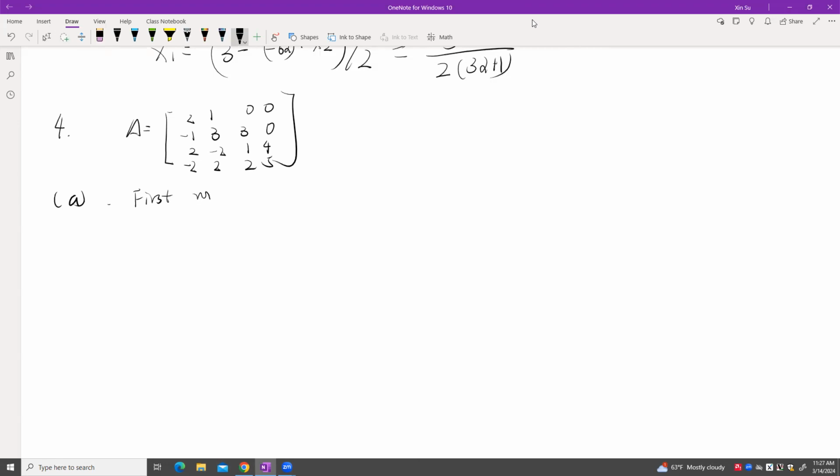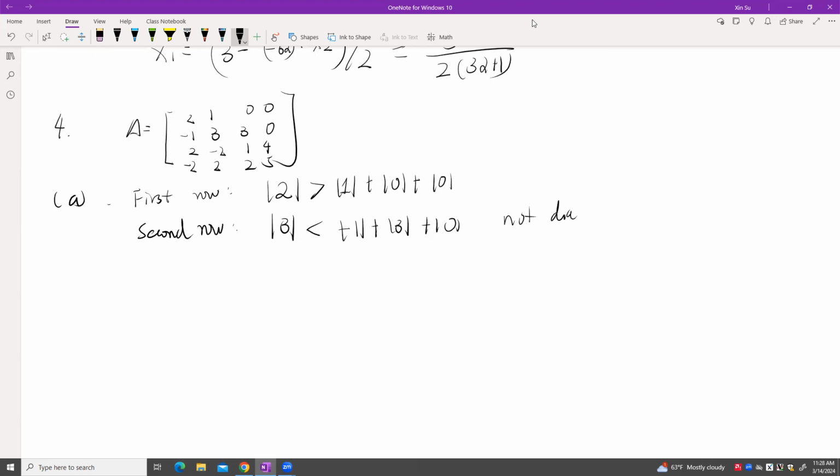The first row we have this, and that is 2, which is bigger than 1 plus 0. That is the sum of the absolute values of the other elements in the same row. So the diagonal element is bigger than the sum of the rest of the elements here, and the first row is okay. But let's see the second row. The diagonal element is 3, but what is on the right-hand side? We are comparing to the sum of the absolute values of the other elements in the same row, that's -1, plus 3, plus 0, which is 4. The diagonal element is smaller than the sum of the absolute values here, which means that this is not diagonally dominant.